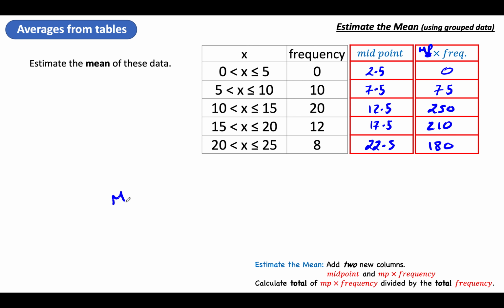Now remember, my mean is the total of the midpoint times frequency. So let's add those up. And we get 715. And I divide that by how many things there are, which is of course the total frequency, which is 50. So I divide my 715 by 50. It is 14.3. Have a little look.